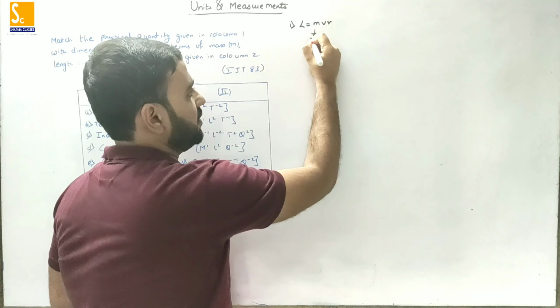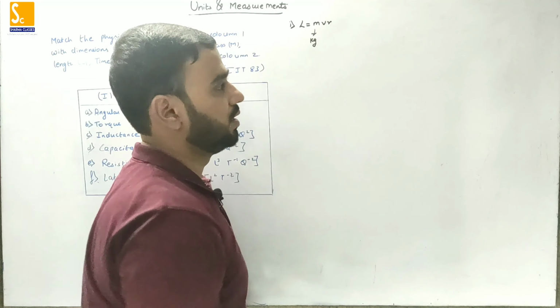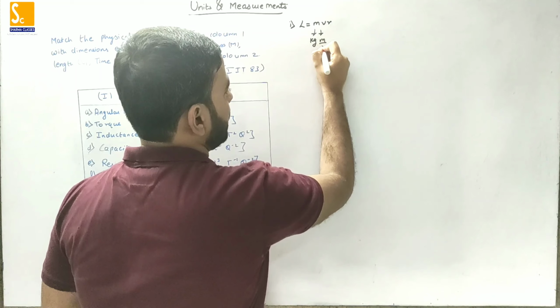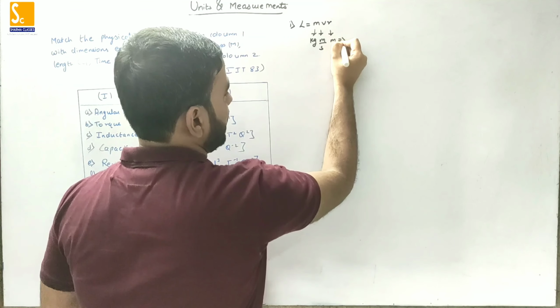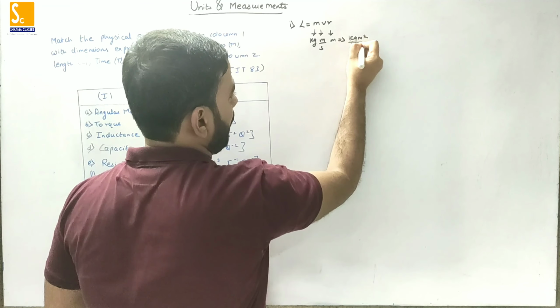What is the unit of mass? We know that the unit of mass is kg. Unit of velocity is meter per second. Unit of radius is meter. So it comes out to be kg meter square upon second.